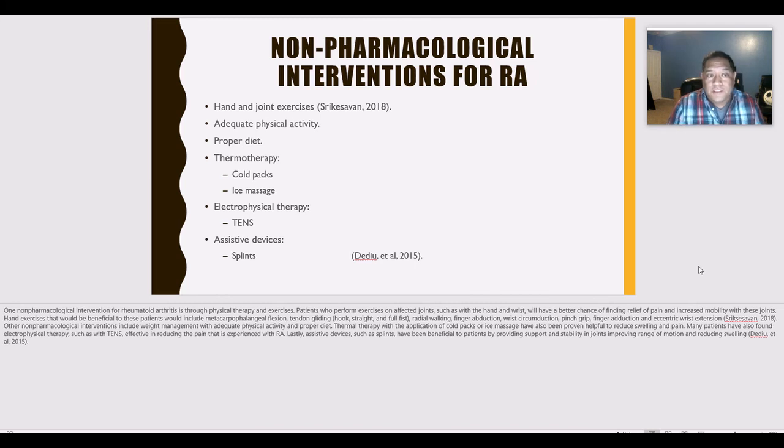When a flare-up does happen, you have therapies such as cold packs or ice massage that can help reduce the pain and inflammation. TENS is an electrophysical therapy that can help with the pain sensation. And then the use of assistive devices such as splints can help preserve mobility with certain amounts of inflammation. Let's say in your arm and your leg, splints can help keep the formation of that joint and prevent deformation from occurring.